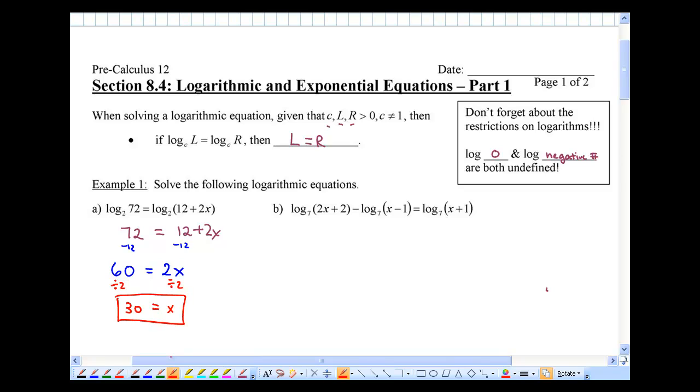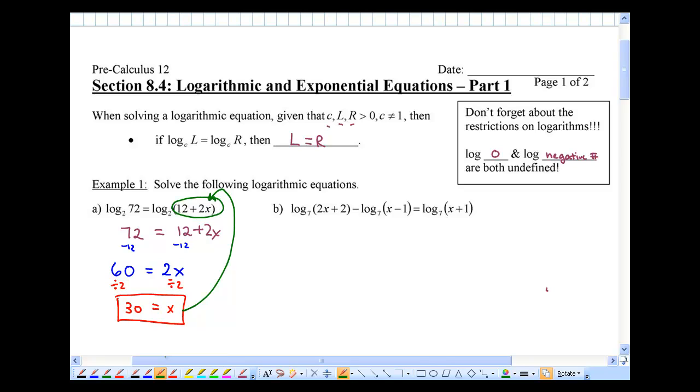Now we should always double check. We've got to make sure that the number is actually a positive number, not just the answer though, but the number here, the expression. So if I were to plug this back in, 2 times 30 is 60 plus 12, that's 72. Oh yeah, that works. Life is good. All right.